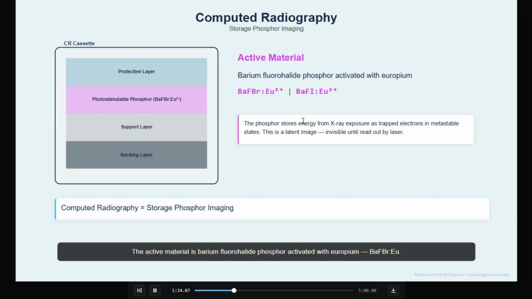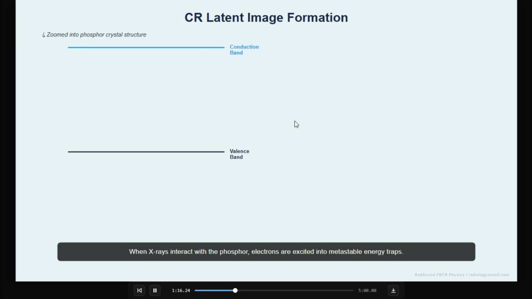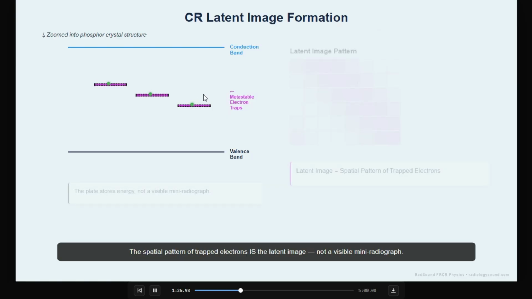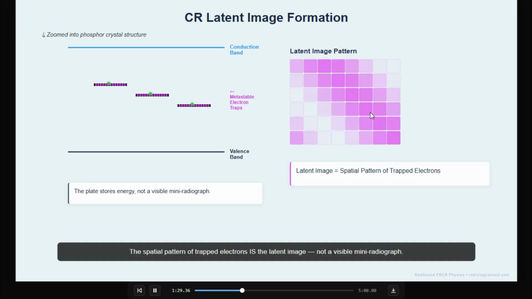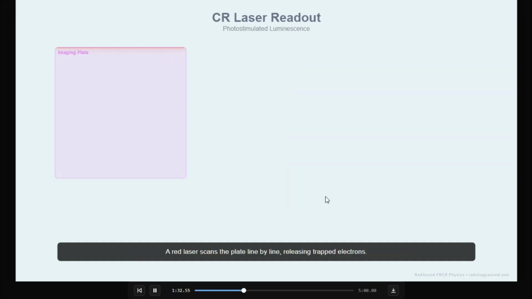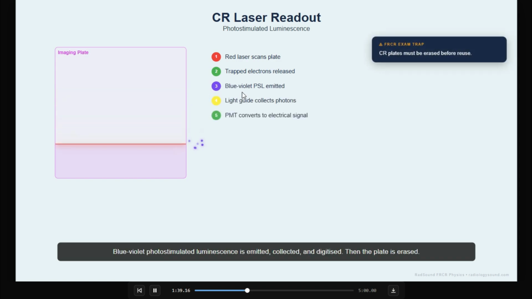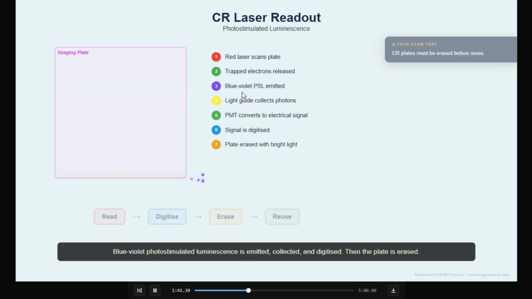Then the X-ray excites electrons, so they move from the valence band toward the conduction band to stay in a metastable stage. That stage leads to the formation of the latent image. This is the latent image. The latent image contains a special pattern of trapped electrons that must be exposed to the red laser. Then the trapped electrons will be released in a blue-violet photostimulable luminescence.